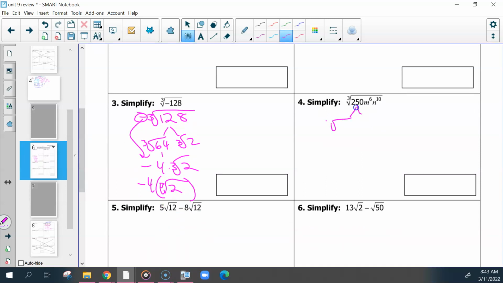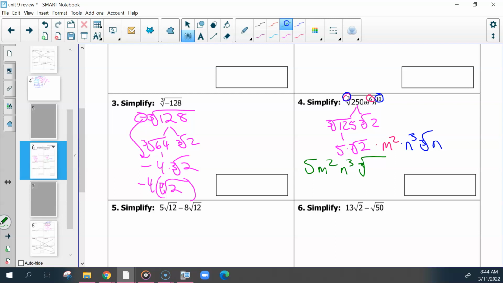Highest perfect cube that goes into 250 is 125 and 2, sorry. Cube root of 125 is 5. And then 3 goes into 6 twice. And 3 goes into 10 3 times, with 1 left over. So on the outside, we have 5m squared, n to the 3rd. On the inside, we have the cube root of 2n.